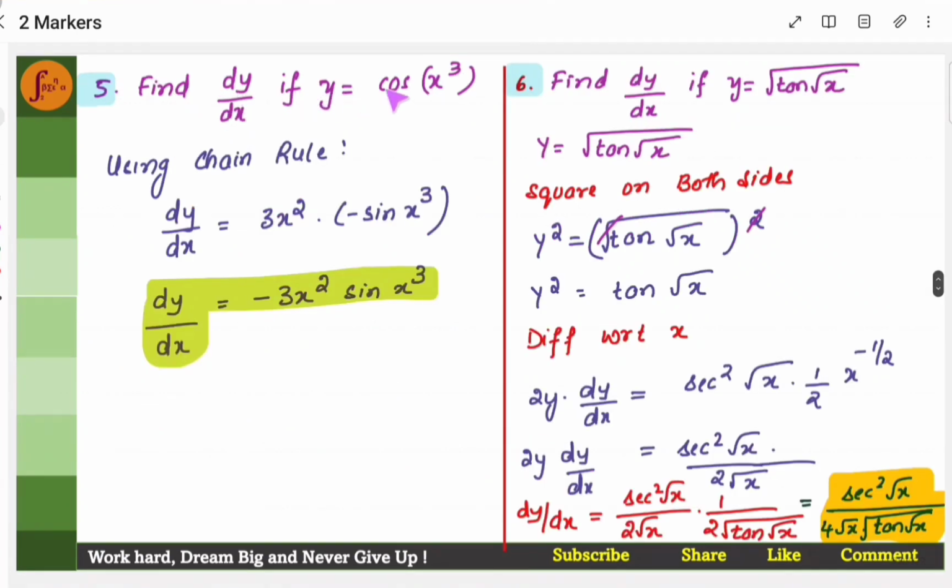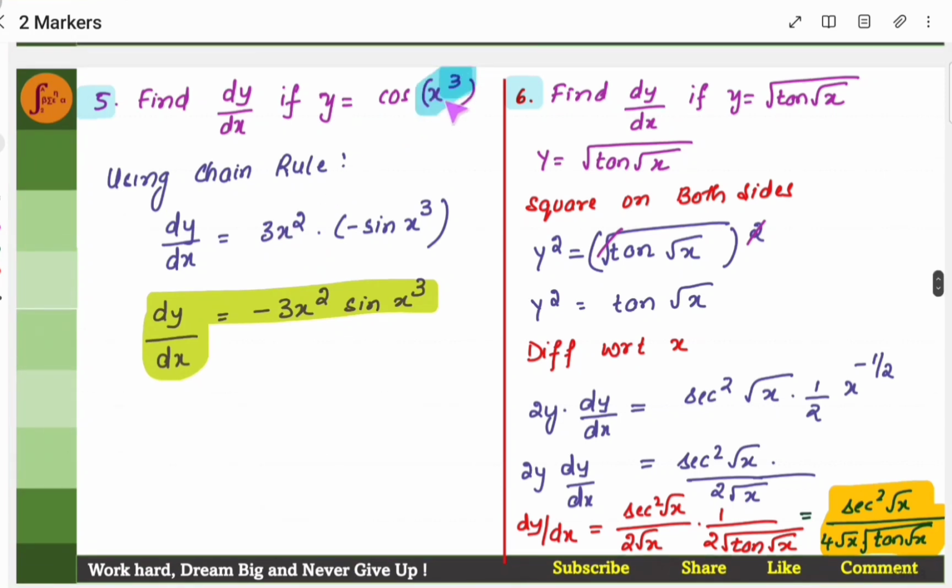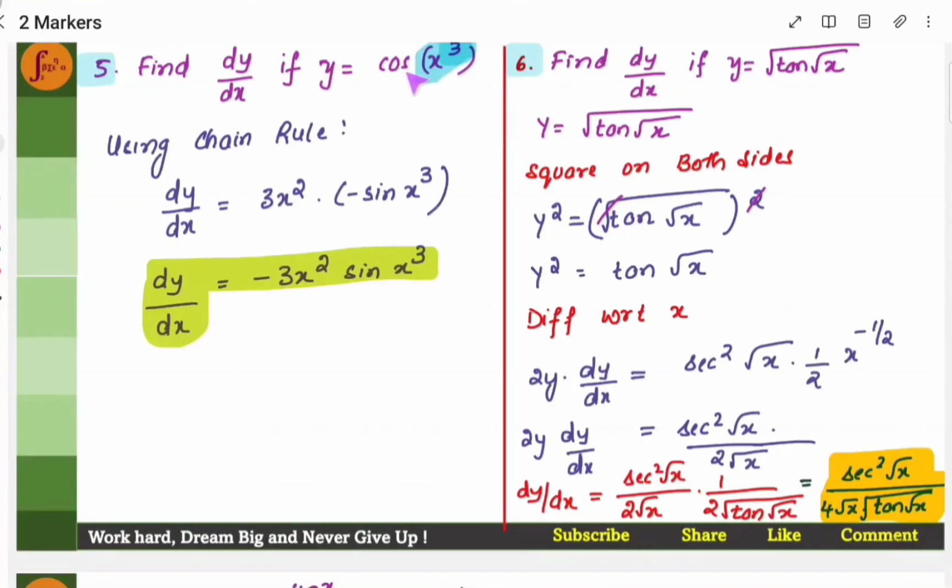Now here y is equal to cos x cube. How do I solve this? Simple. Use the chain rule. First take the power. First solve the power always. What is the formula? n into x to the power n minus 1. So it will be 3 into x square. You have solved this function. Now you come to the trigonometric expression, cos x cube. What is the derivative of cos? Minus sin x cube. That's all.